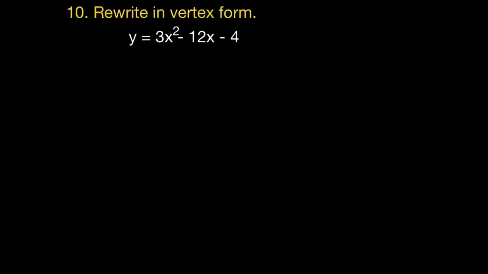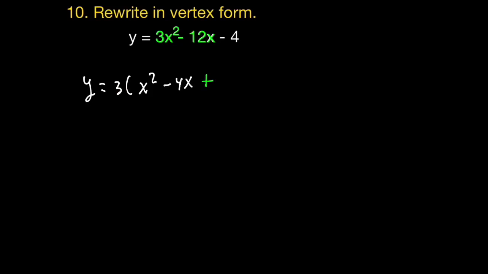Now let's look at example number 10. Here we need to rewrite in vertex form. Similar to example number 9, we're going to focus on the x squared term, and we're going to focus on the x term. Here I notice that the leading coefficient is not 1, so I'll have to factor out the 3 first. That's going to leave me with y equal to 3. And then 3x squared divided by 3 is going to give me x squared. And negative 12x divided by 3 is going to leave me with a negative 4x.